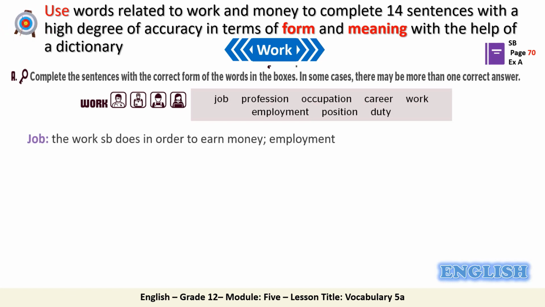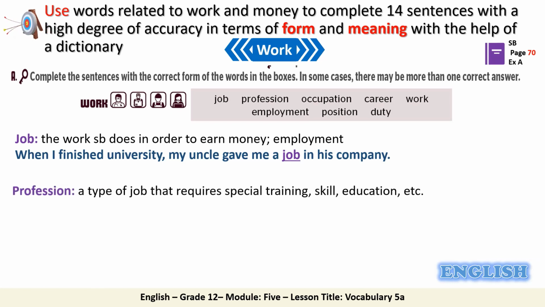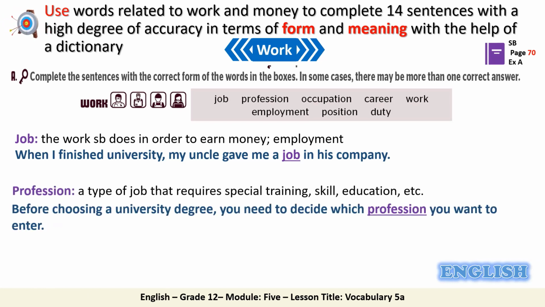The word job means the work somebody does in order to earn money. In other words, it means employment. For example, when I finished university, my uncle gave me a job in his company. Then, profession means a type of job that requires special training, skills, or education. For example, before choosing a university degree, you need to decide which profession you want to enter.